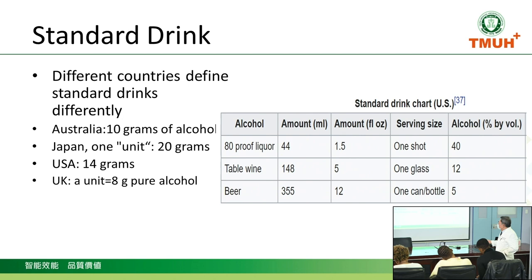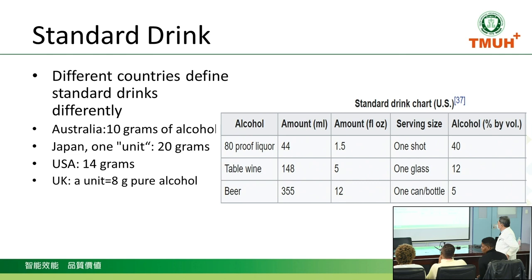I use the USA 14 grams as a standard drink. We see a beer, alcohol 5%, and a can is around 330 ml, so around 355. One can is one standard drink, one unit.